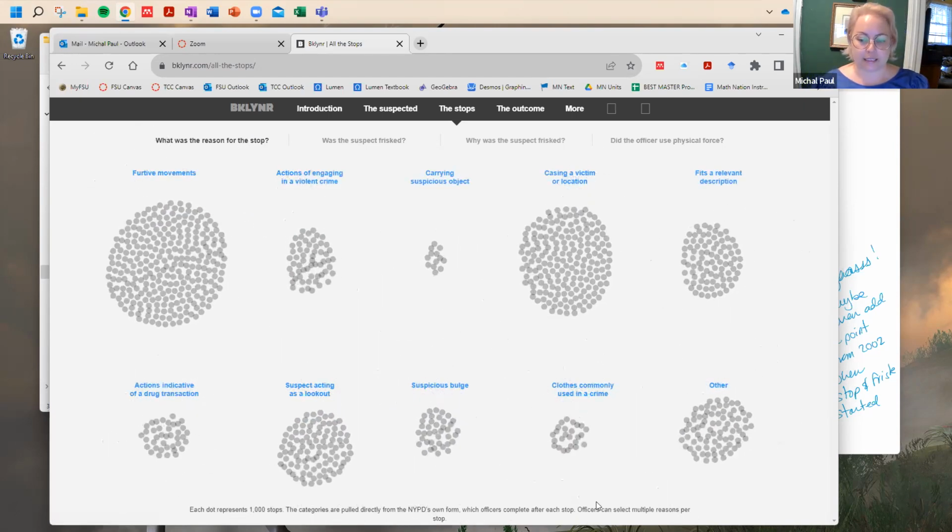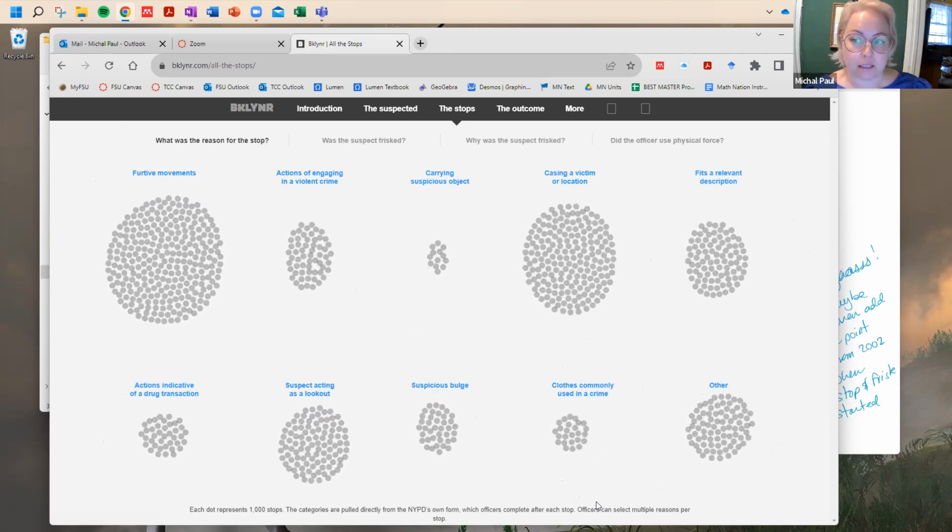And so here are the reasons as indicated by the reports, by the crime statistics that were actually collected. These were on the police reports, right? Furtive movements, that means that they were looking sneaky, maybe slapping hands in a way that you could use to pass off drugs, maybe just creeping around, looking like they had something in their pocket. Actions of engaging in a violent crime, like maybe they were trying to grab somebody's purse, right?